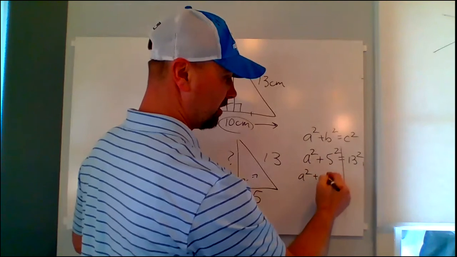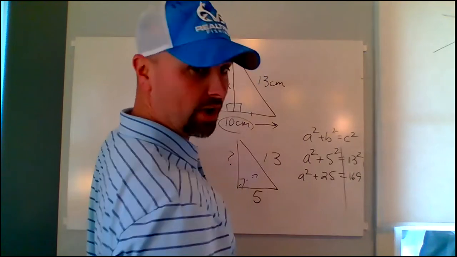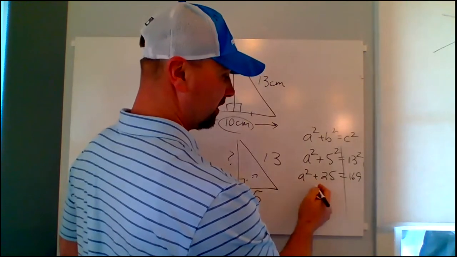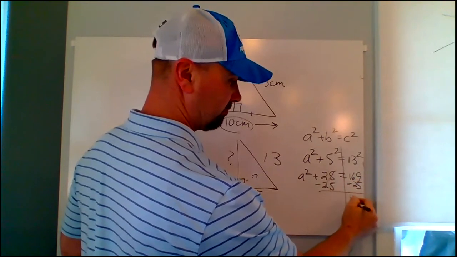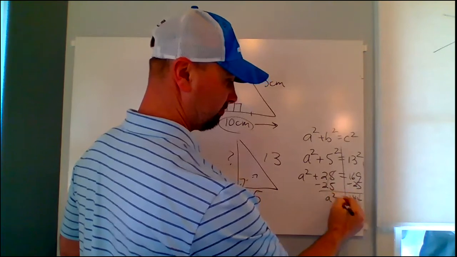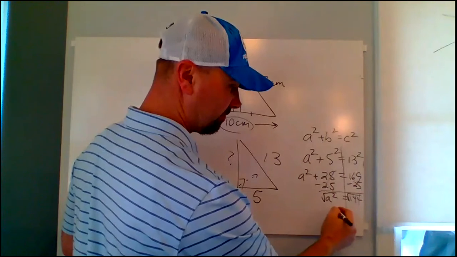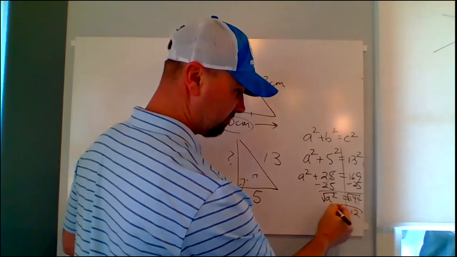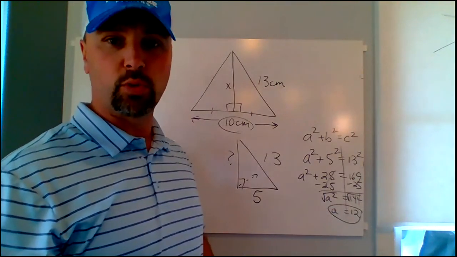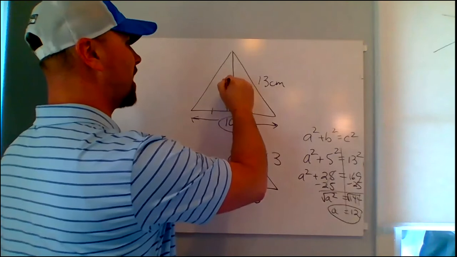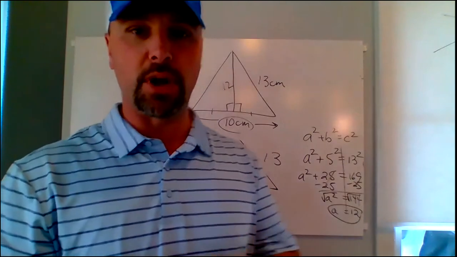A squared plus 25, that's 5 squared, equals 13 squared, or 169. Subtract the 25. A squared equals 144. Last step, square root, A is equal to 12, okay? So we would know the height of that is 12. That's a commonly missed problem, though.